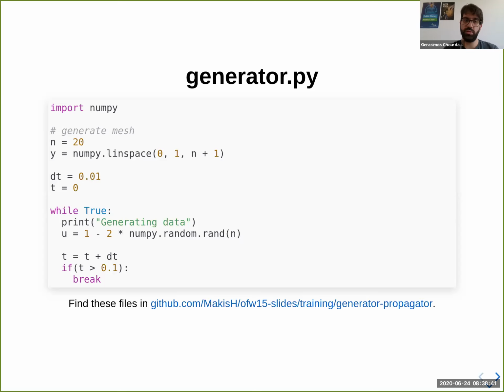Let's briefly look into the scripts. You can see that they are very, very short. So the first one fits in one slide. What do we do? We import NumPy, and then we generate a mesh of 20 points. We define a time step size, in this case 0.01, and then we repeat until time 0.1. We generate some random values for u, and we increase the time. You can find these scripts together with the slides in this repository.